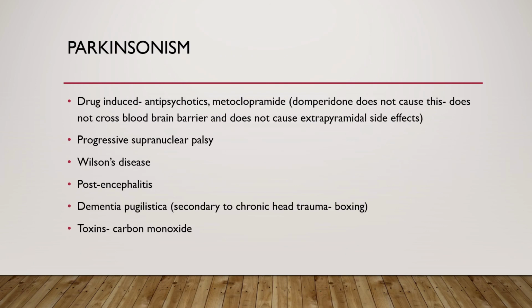Another important drug to be aware of when you're thinking about drug-induced Parkinsonism is metoclopramide, as it's a dopamine antagonist. Domperidone is also a dopamine antagonist, but this is less likely to cause drug-induced Parkinsonism as it does not cross the blood-brain barrier. Wilson's disease, abnormal copper deposition in the substantia nigra can cause Parkinsonian symptoms as well. A lot of patients that have just recently suffered from encephalitis can develop these.